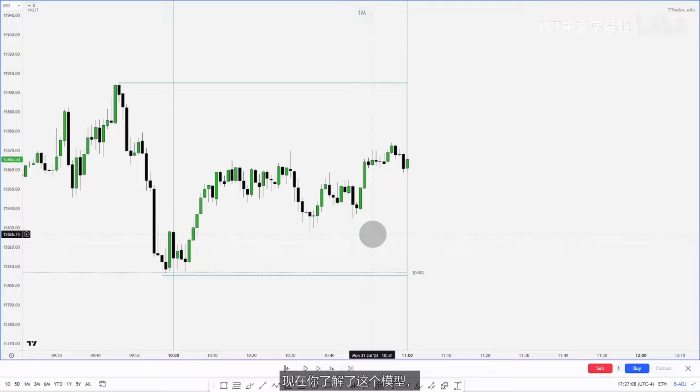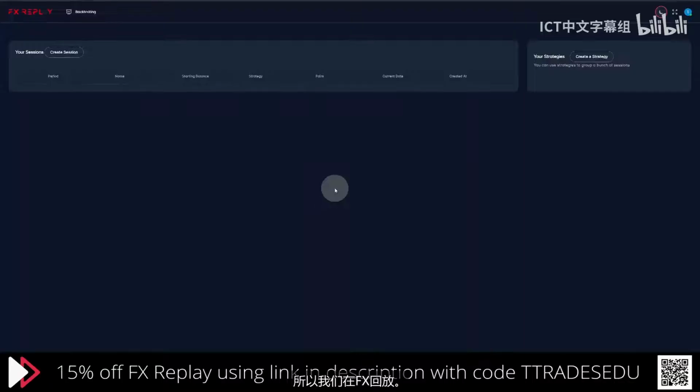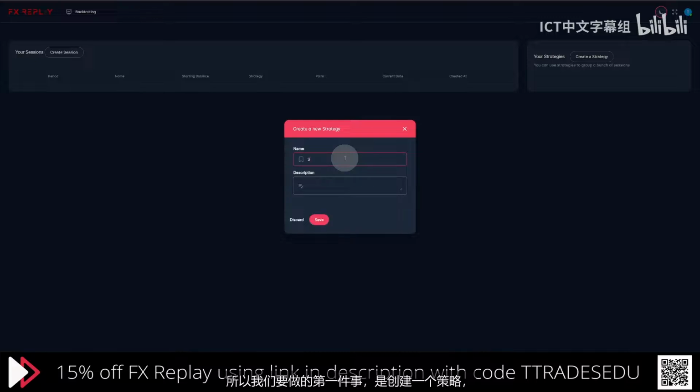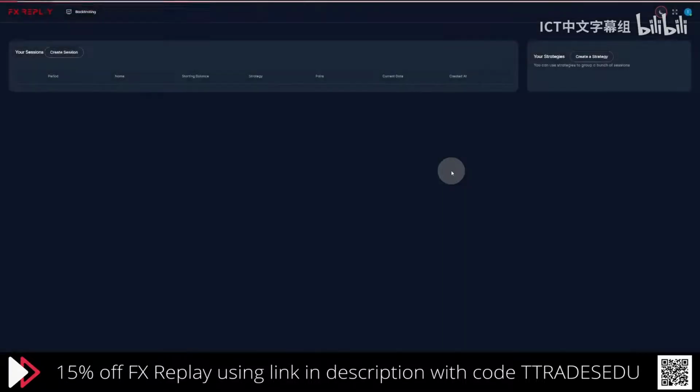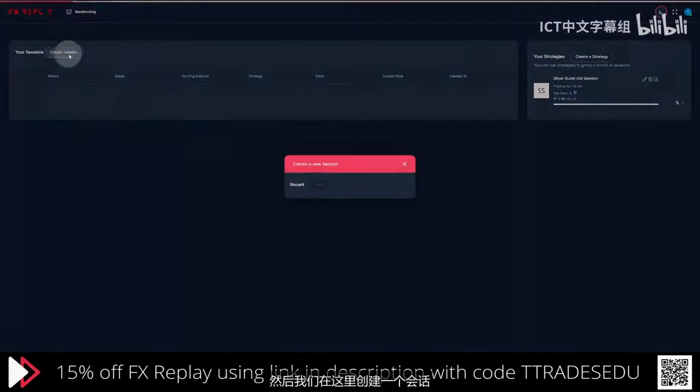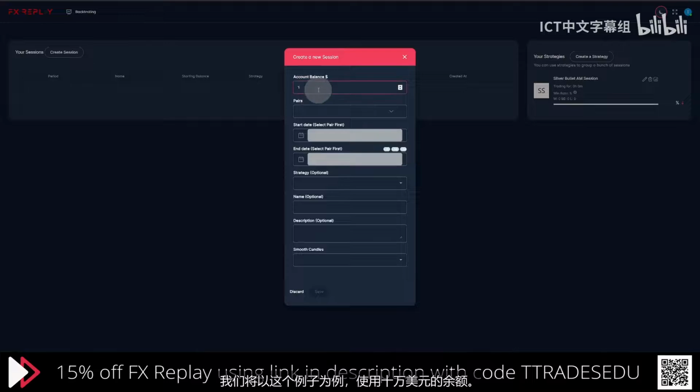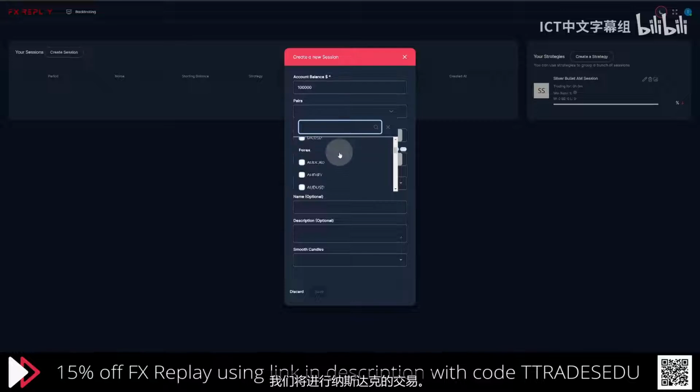Now that you understand the model, let's hop into FX Replay and backtest this. So here we are on FX Replay, and this is what it would look like if you just got your account. The first thing we're going to do, go over here, create a strategy, type in silver bullet AM session, and then we're going to create a session here. And we'll go for this example with a $100,000 balance, and we're going to be trading NASDAQ.